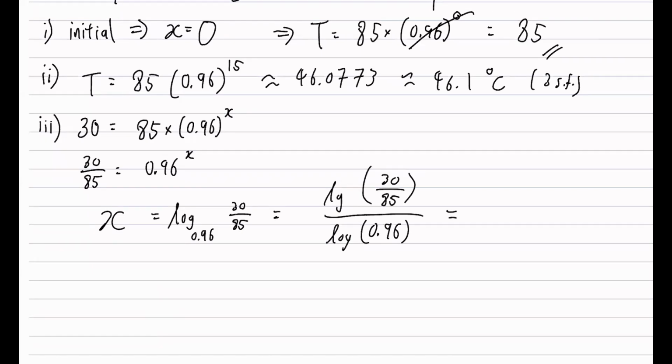Key in the calculator. Oops, sorry. Just LG. This is LG 30 divided by 85 divided by LG 0.96. 25.512. Okay, good. That is temperature change.